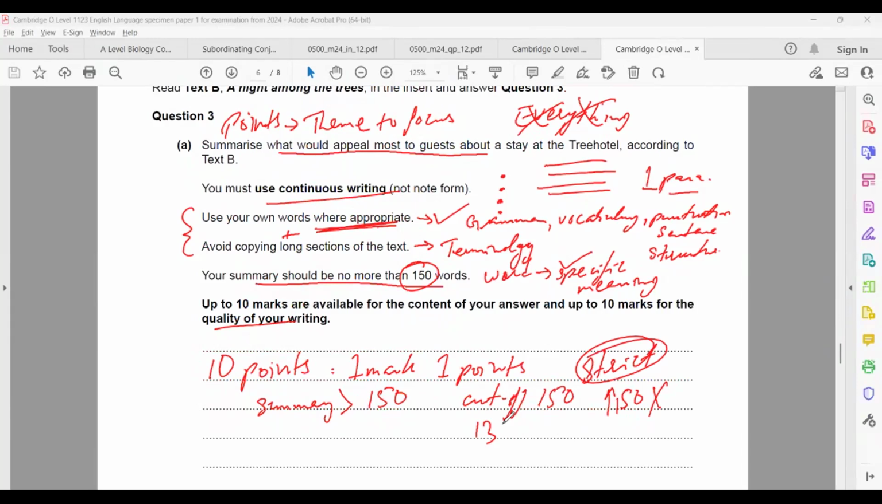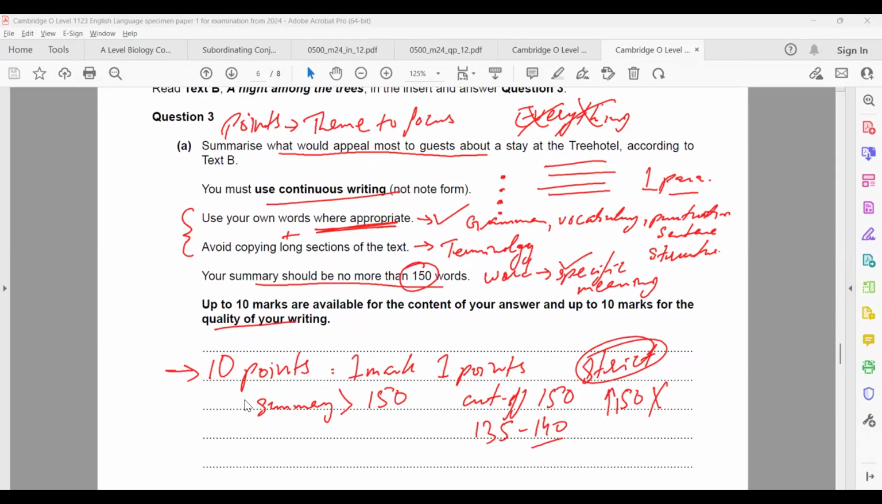Maybe 135, 140 is the lower limit. They haven't mentioned it, but I wouldn't go lower than that, because there are so few words you have to compute your summary, and you're supposed to add those 10 points. If you're writing less, that probably means you missed a point or a few points. And if you're writing more, that most definitely means you're going into unnecessary details.